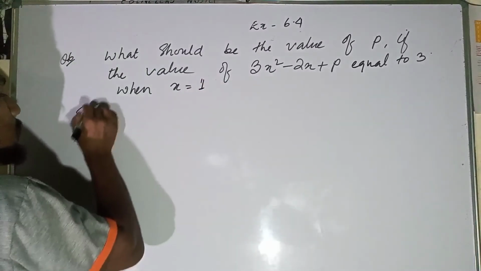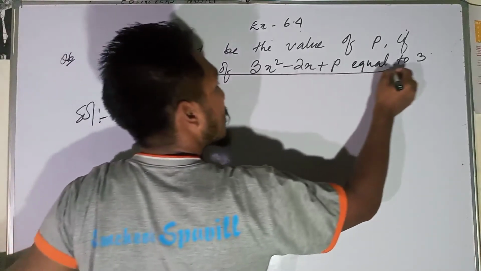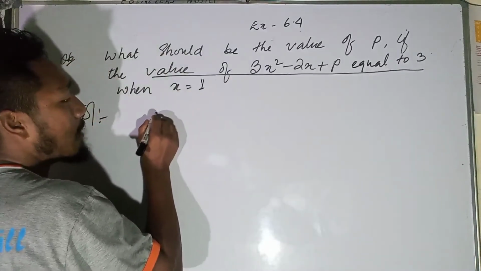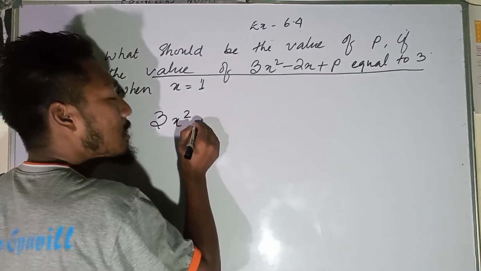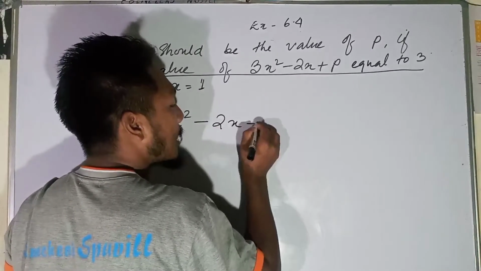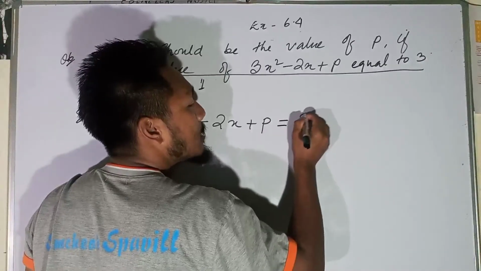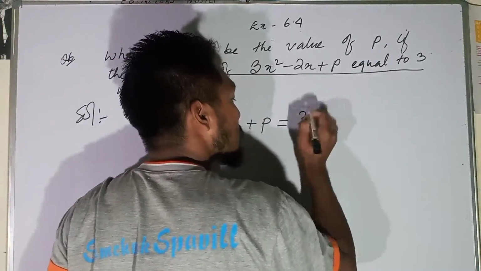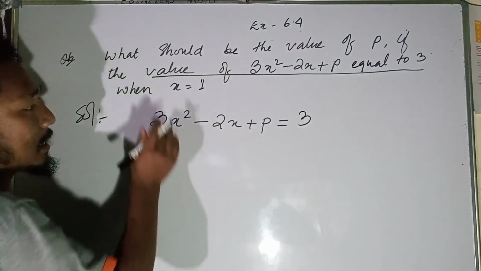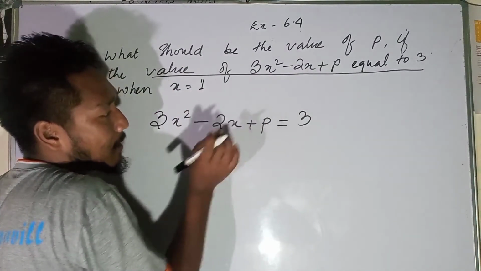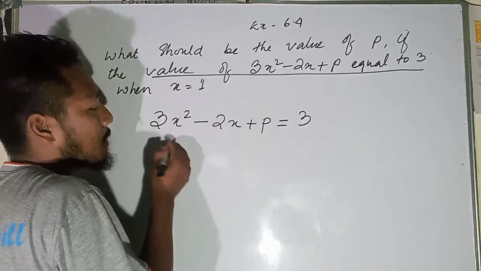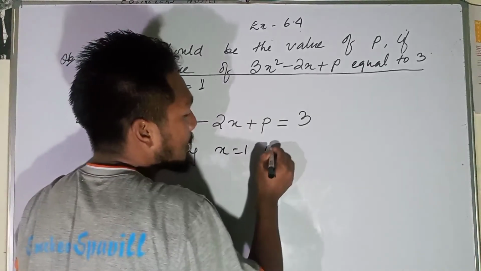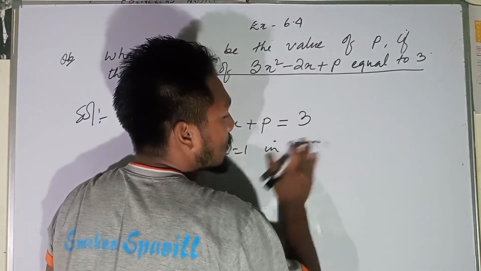Now let's try to solve. You see this sentence. Let's try to make this sentence first. The value of this one is equal to 3. That means if I write in mathematical form, 3x squared minus 2x plus p, I have to put this one equal to 3. Okay, I think you're clear about this one. Now what is it? If I put x equal to the value, then what will be p? I don't know the value of p, so I have to find the value of p. Now putting x equal to 1 in the expression.